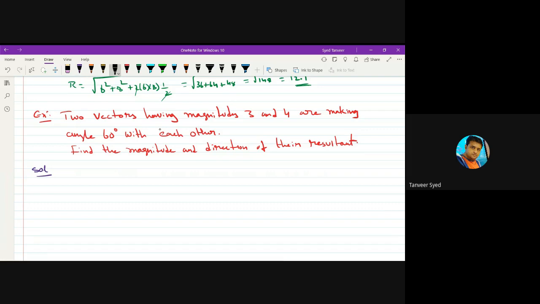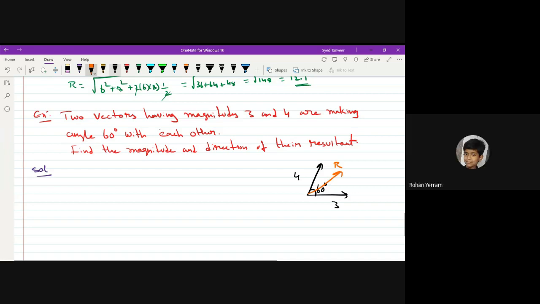We have two vectors. This is 3 units magnitude. This is 4 units magnitude. Angle between them is 60 degree. Now we want the magnitude and direction of the resultant. The resultant will be something like this, R. What is the magnitude and direction of this resultant?